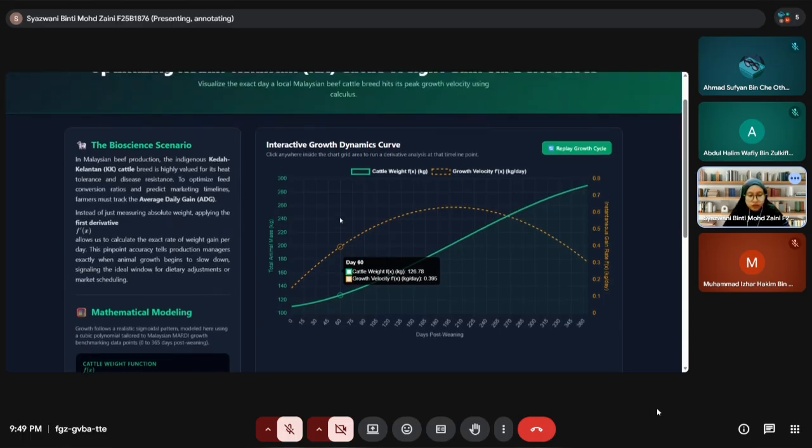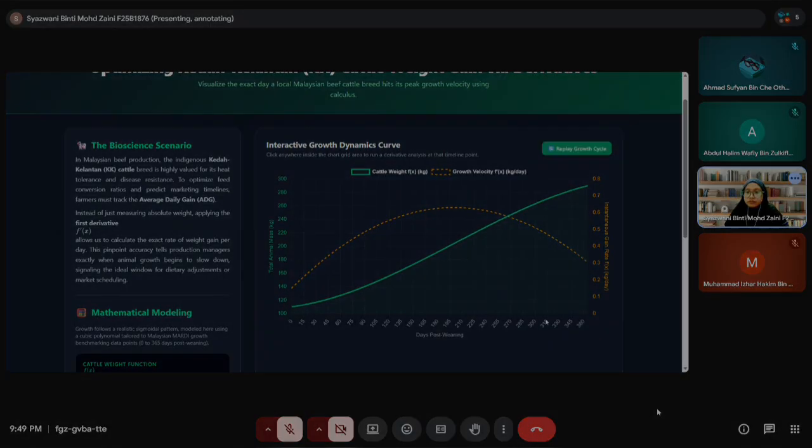So, in conclusion, this project successfully combined bioscience, agriculture, and calculus to analyze cattle growth performance. The use of derivatives helps determine the exact growth rate and provides useful information for livestock management. Overall, this interactive HTML project is a good example of how technology and mathematics can support modern animal husbandry practice.